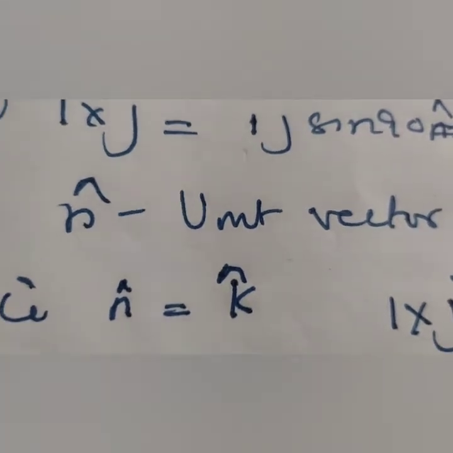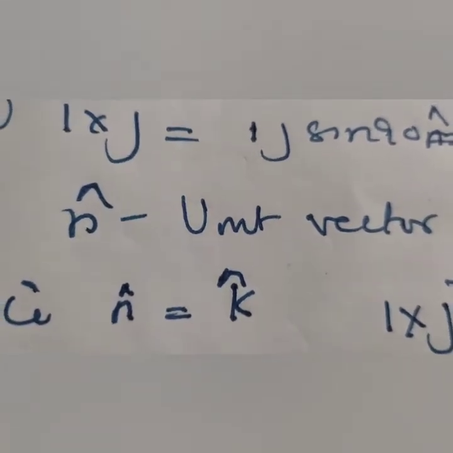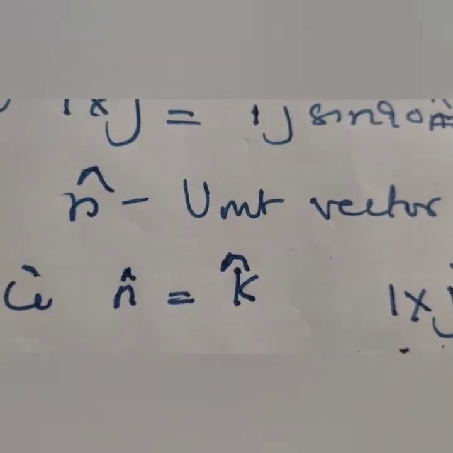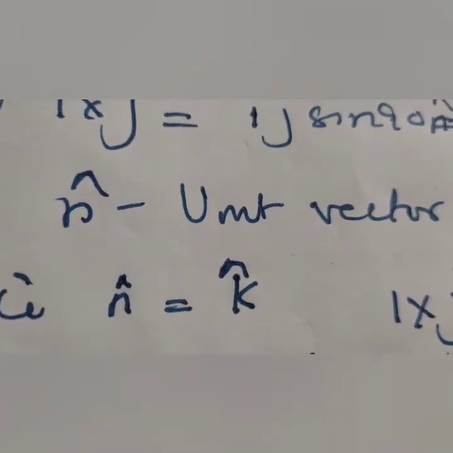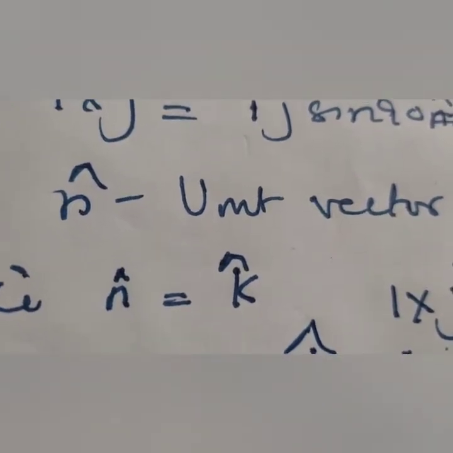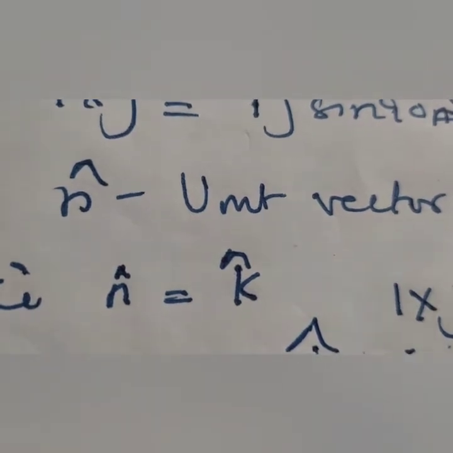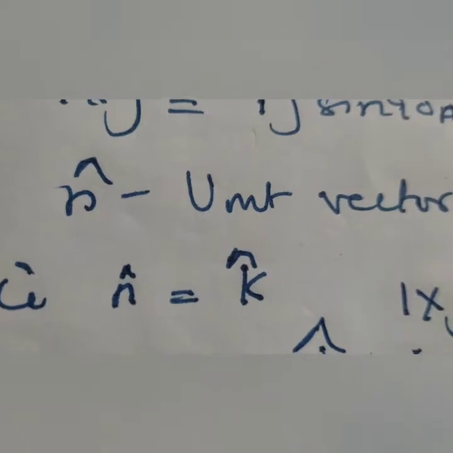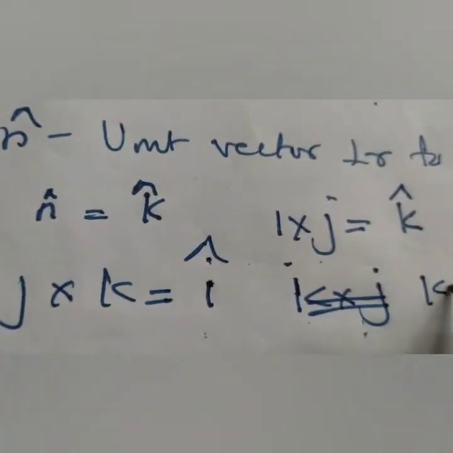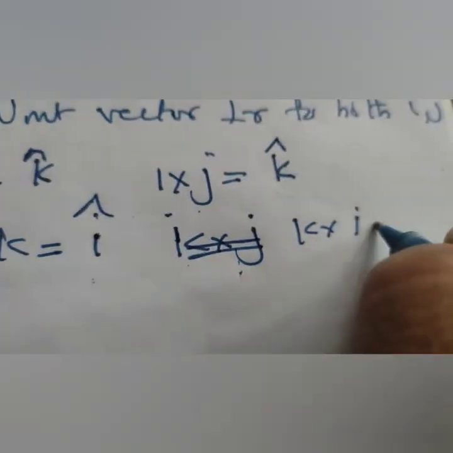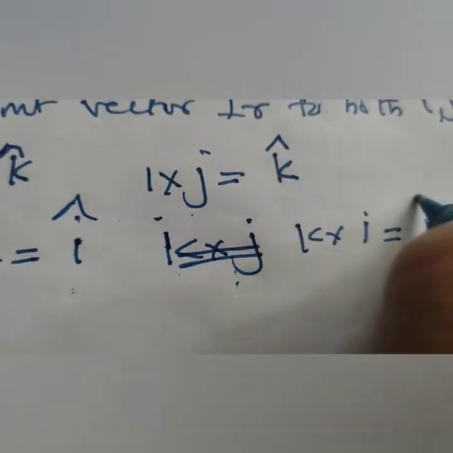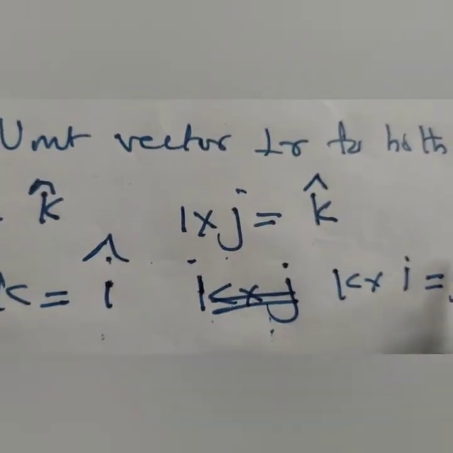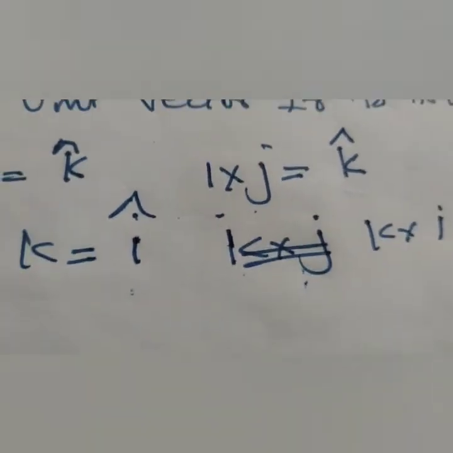And J cross K is I, and K cross I is equal to J.